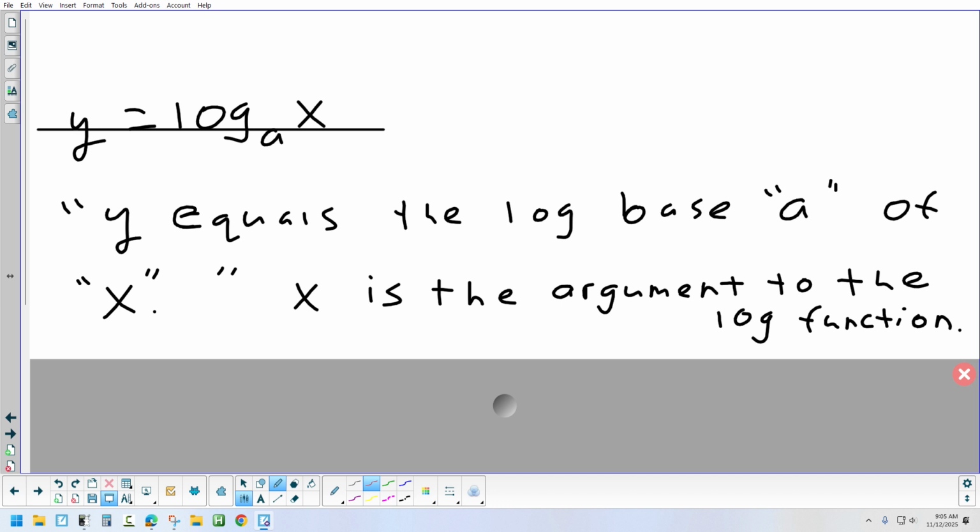The part that you're plugging into the log function, that value right there, x, that is called the argument. Basically, anything that you plug into a function is called the argument. So when you do square root of 9, technically you could call 9 the argument to the square root function. We usually call it the radicand. But it is the argument. It's what you're plugging in.